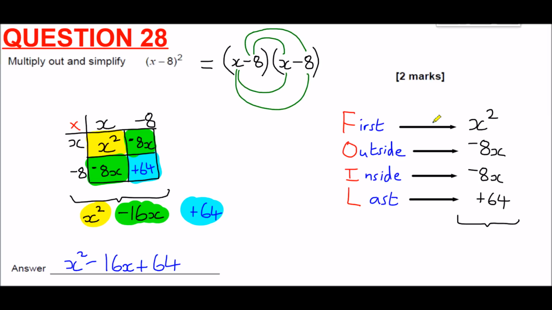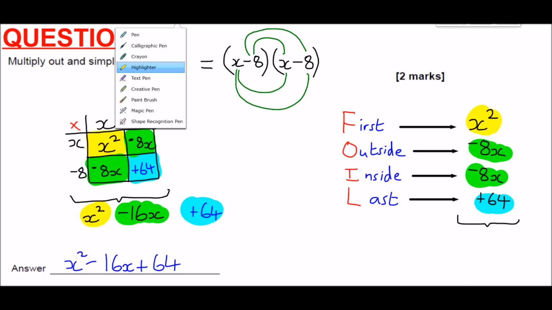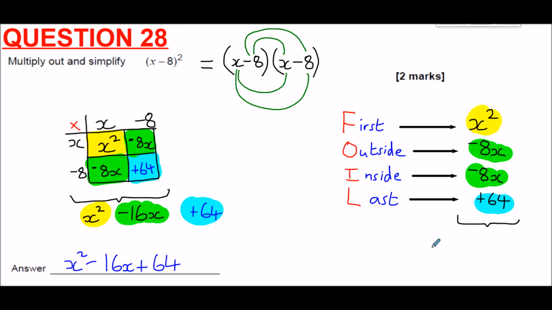Then in the same way as before, it's just a case of grouping together the like terms and simplifying down. So once again, you should find we'd have an x squared, a total of taking away 16 x's, and plus 64. So using a different method, you should get the same result. And that's question 28 done, and therefore the entire paper.